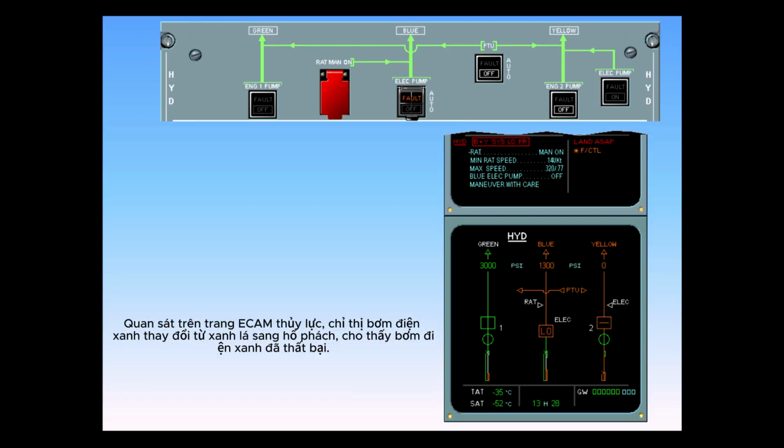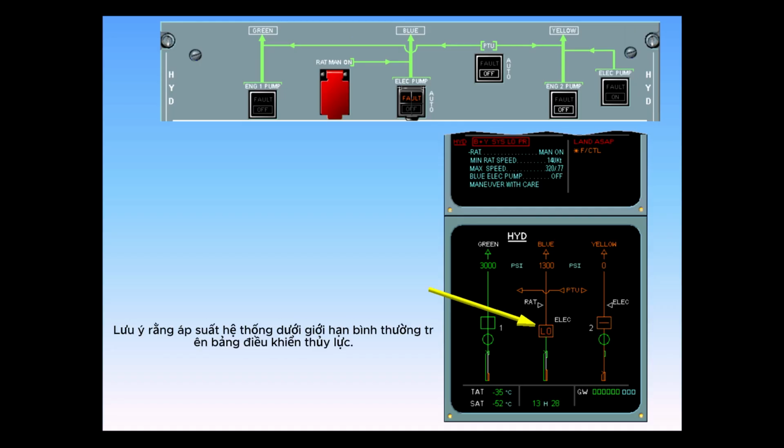Observe on the ECAM hydraulic page, the blue electric pump indication changes from green inline to amber low, indicating that the blue electric pump has failed. Notice the system pressure is below normal limits.